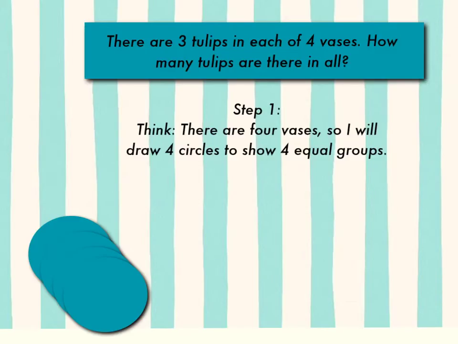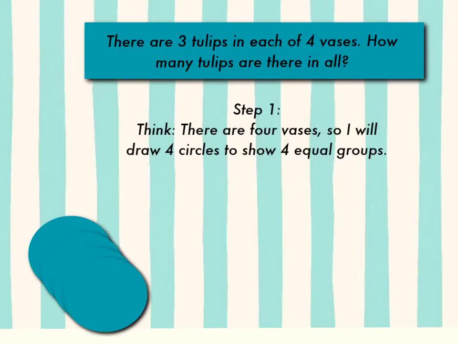Here's our first problem. There are 3 tulips in each of 4 vases. How many tulips are there in all? Okay, we know in all is our clue word. So what are we going to do? Add. That's right, we're going to add for this problem.